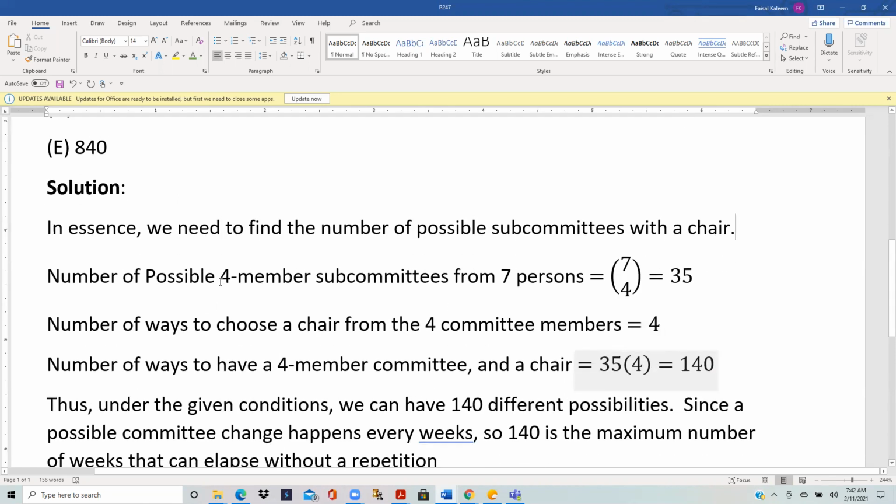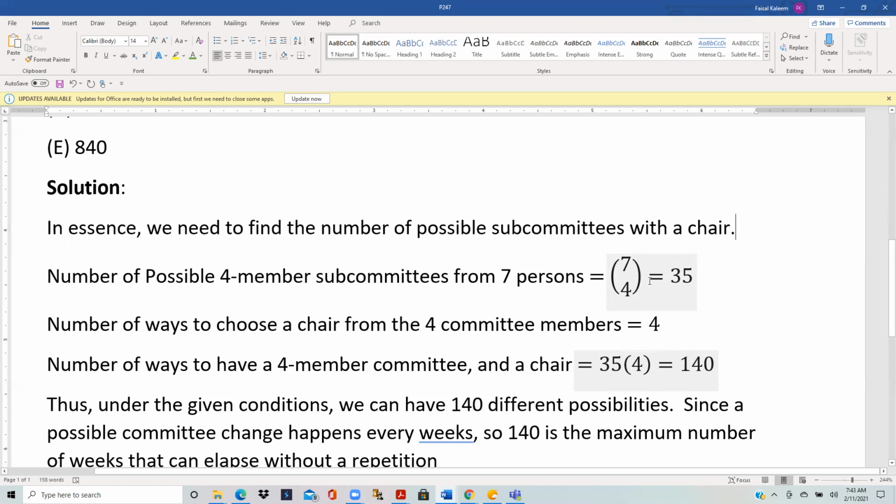So, the number of possible 4-member subcommittees from 7 persons, because we have a total of 7 possibilities to choose from. That would be 7C4, that's 35. So 35 will be the number of possible subcommittees if all the 4 members were the same and there was no rank among them.